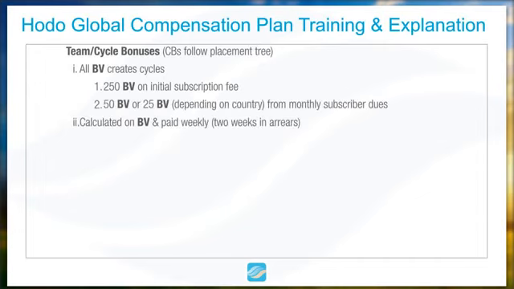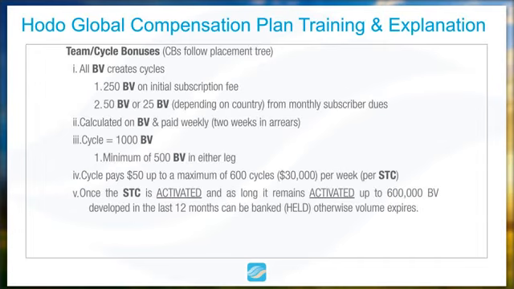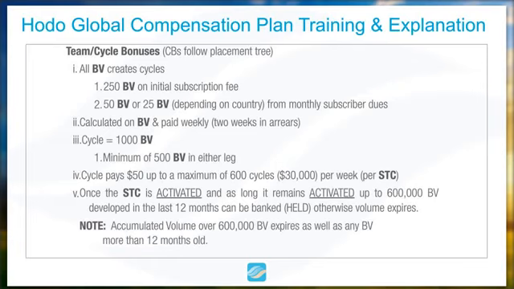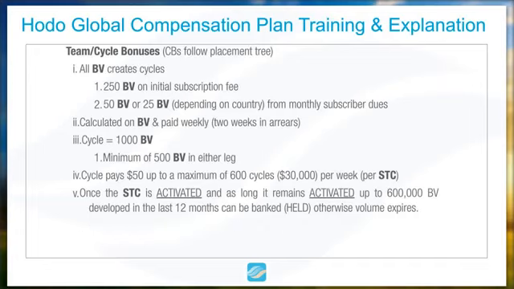The cycle bonuses are pretty straightforward. I'm just going to put this all out here, and then we're going to show a chart, a diagram, that makes it easier to see. The initial subscription fee has 250 BV. The $88.88 has 50 BV, and the $48.88 has 25 BV, okay? So in your left team or your right team, every time a subscription is sold, there's going to be 250 BV generated, okay?